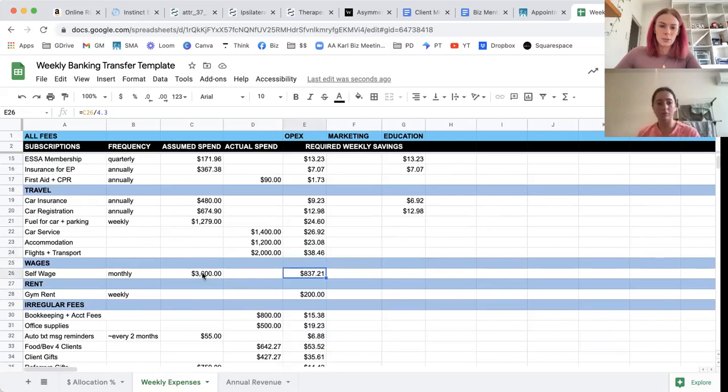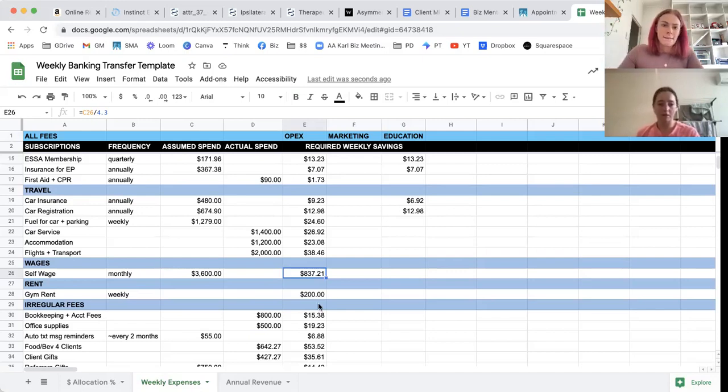Wages, for example, if you pay yourself $3,600 a month, that's $837 a week. That is an operating expense. That is not a profit. That is not an extra. You need to have that to pay yourself your own bills. It's really important that your wages go in your operating expenses and not the other category.